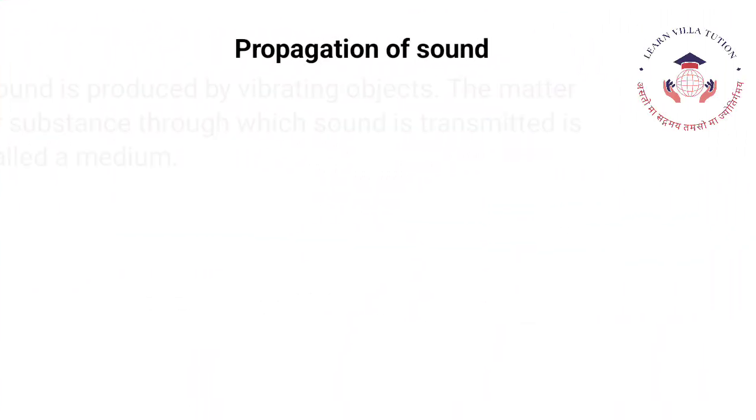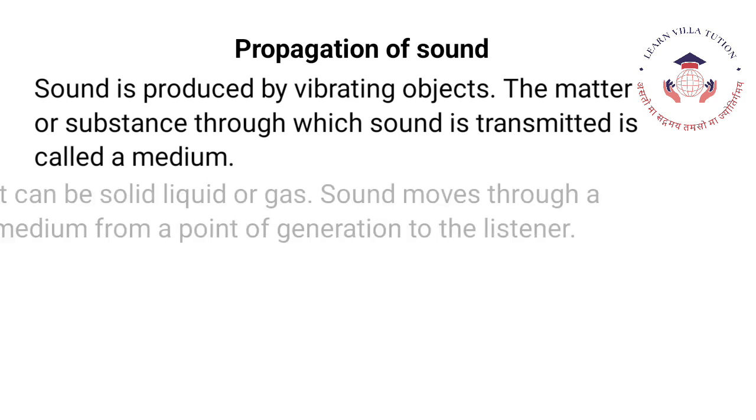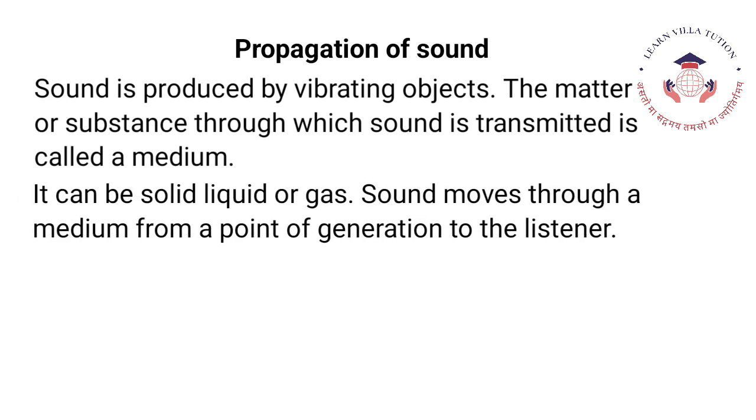Propagation of sound. Sound is produced by vibrating objects. The matter or substance through which sound is transmitted is called a medium. It can be solid, liquid or gas. Sound moves through a medium from a point of generation to the listener.